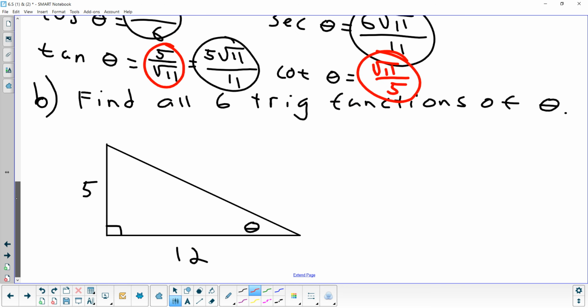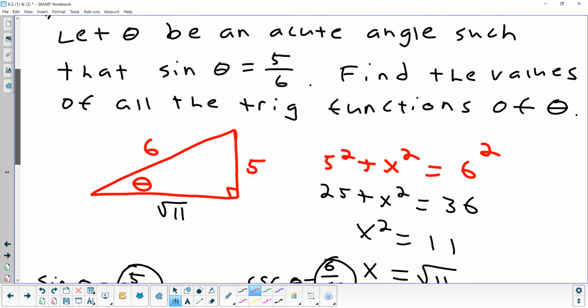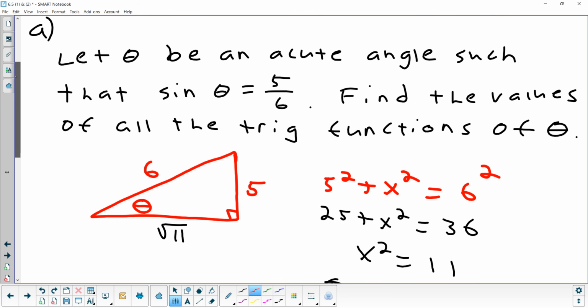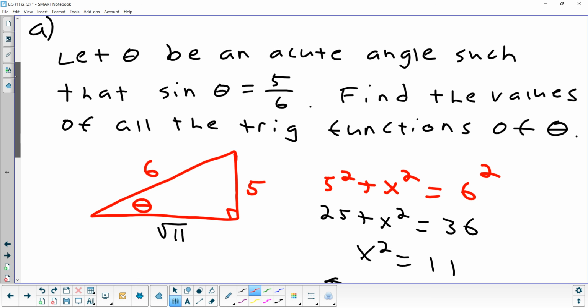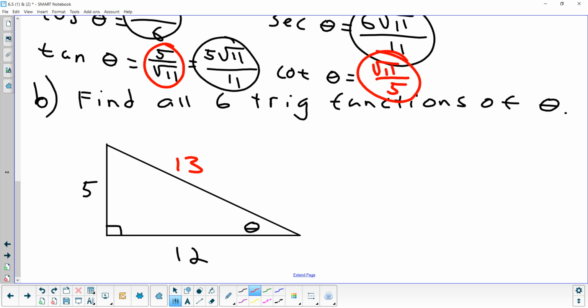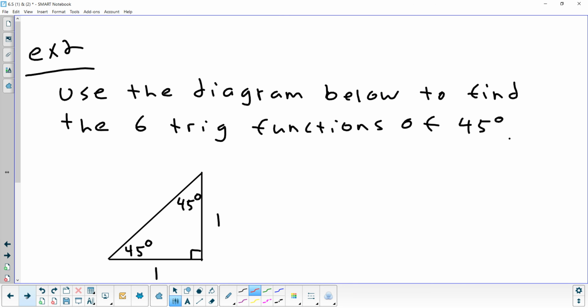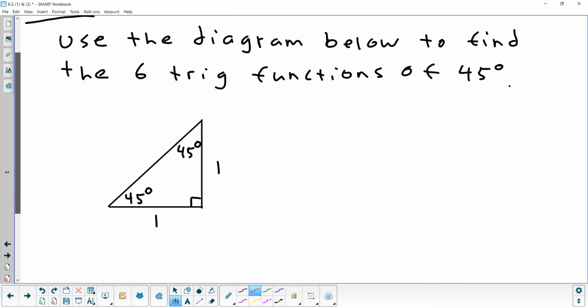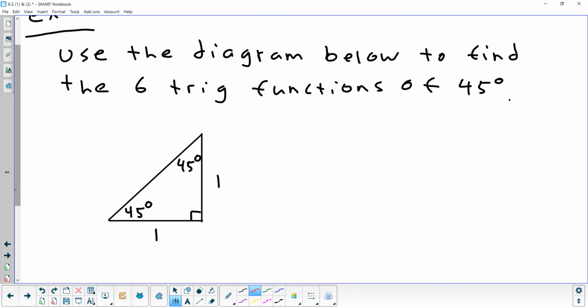All right. The next one was the same as this. Does anyone feel they'd like to see another one like that? The only difference in this one is it actually came out to nice sides. So I'm not going to go through it, but Pythagorean Theorem would give you 13. And then no square roots in this problem, so that's a little easier. All right, so let's see if we can find the 6 trig functions of 45 degrees.